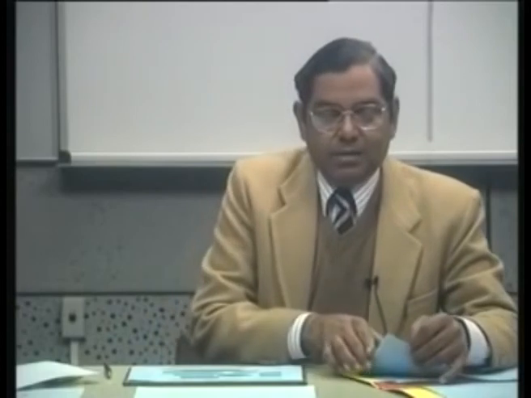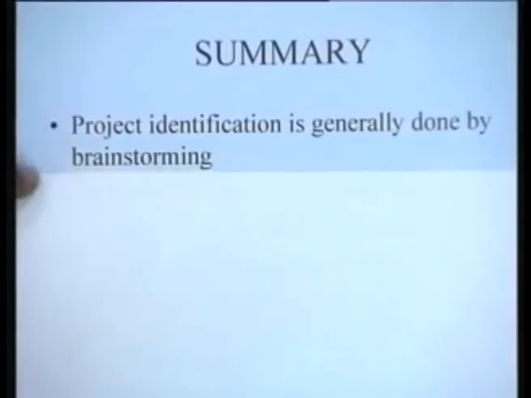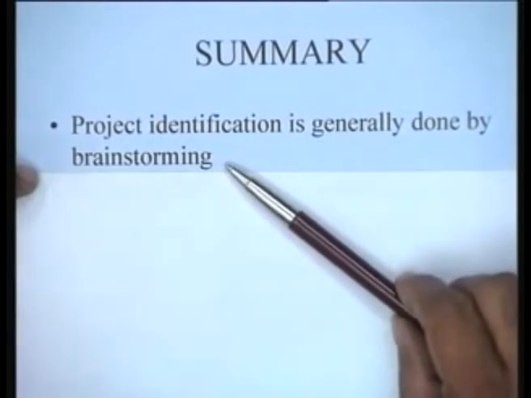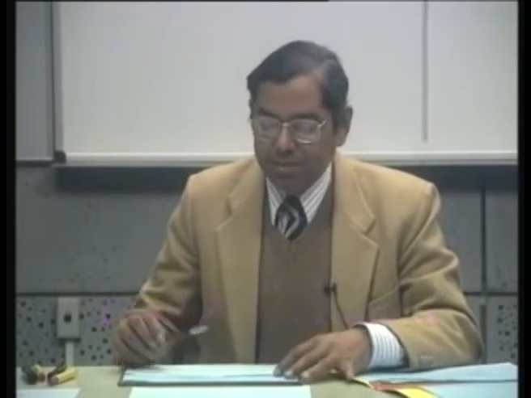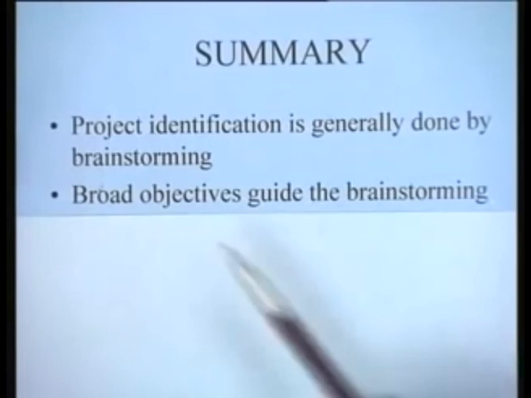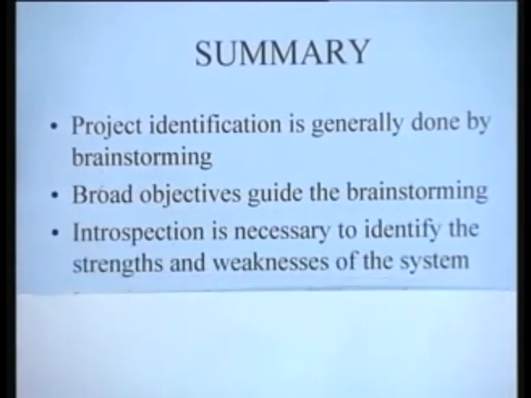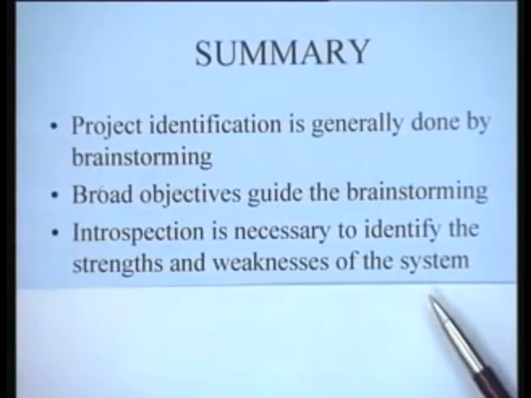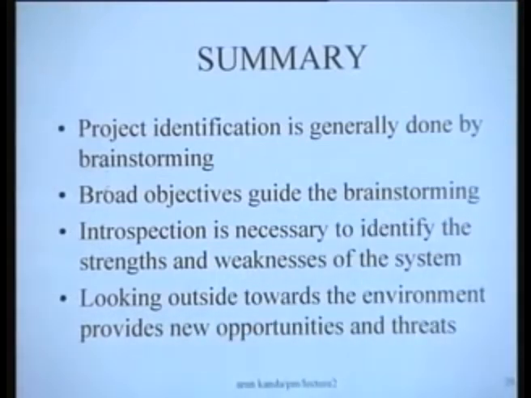Now, if we try to summarize our discussion today in this lecture, we can see, for instance, that the first thing that we probably identified was that project identification is generally done by brainstorming exercise, where people utilize their valuable knowledge base and experience to come up with innovative ideas, right. Then the broad objectives guide the brainstorming. What you want to achieve, that will obviously guide the brainstorming process. Introspection is necessary to identify the strengths and weaknesses of the system, right. I think this is clear. And looking outside towards the environment provides new opportunities and threats. So, you have to look for new opportunities and threats outside the environment.